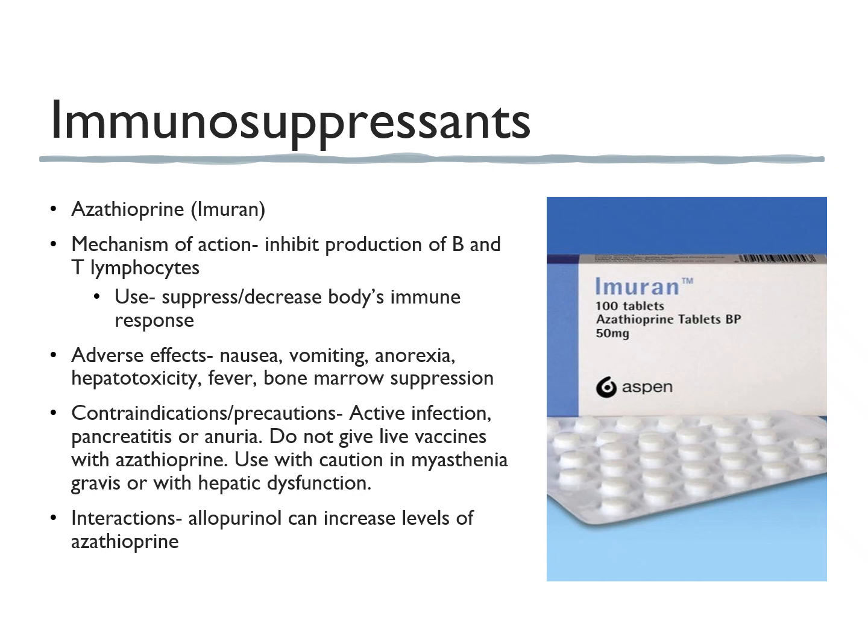Imuran is an immunosuppressant. It suppresses the immune function by inhibiting B and T lymphocyte production. It has a slow onset of action and may take several months to be effective. Nurses should monitor for infection, bone marrow suppression, and liver toxicity. Because it's an immunosuppressant, there is a high risk for infection and pancreatitis.